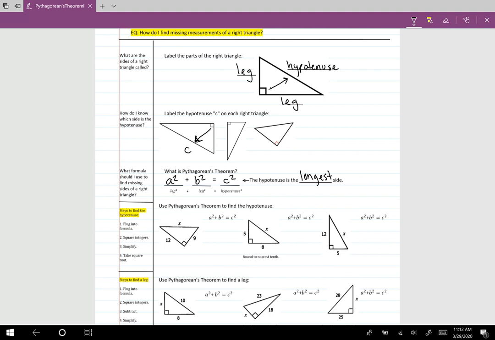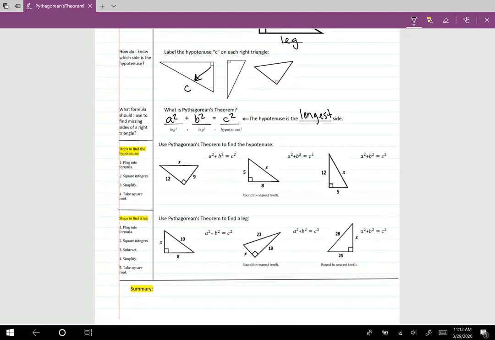We are now going to use Pythagorean's theorem to find the hypotenuse. The first step is to plug the numbers into the formula. So we have to label the sides A, B, and C. Well, we know C is the hypotenuse across from the right angle, and the other sides are A and B.